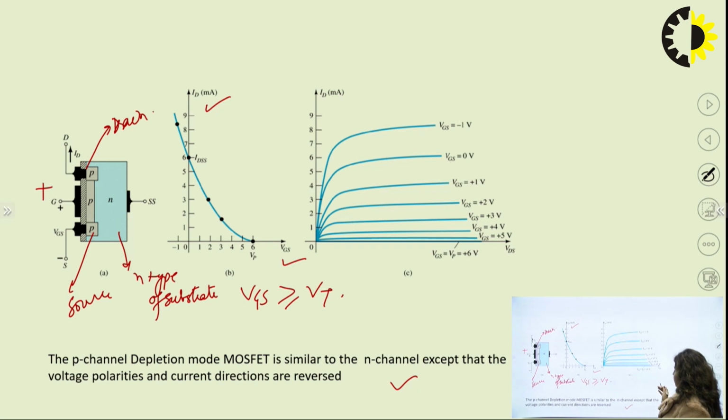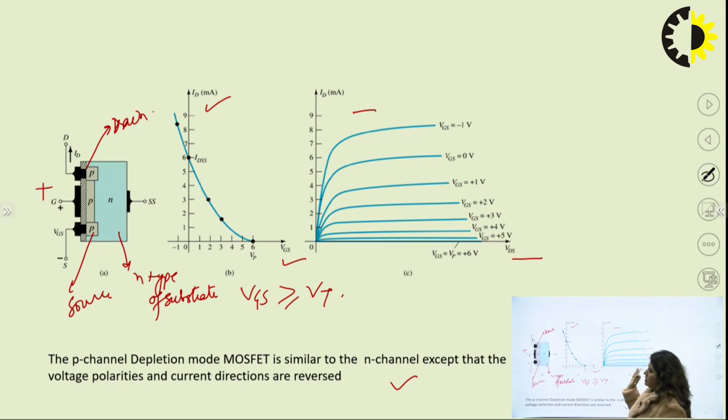So in part C we have the output characteristic. We can see it between VDS and ID. As you increase the gate and source voltage, as you apply plus 6, plus 5, plus 4, so as you increase 0, plus 1, plus 2, plus 3, plus 4, plus 5, there will be a decrease in the current. As you apply minus 1 volt, it will increase.